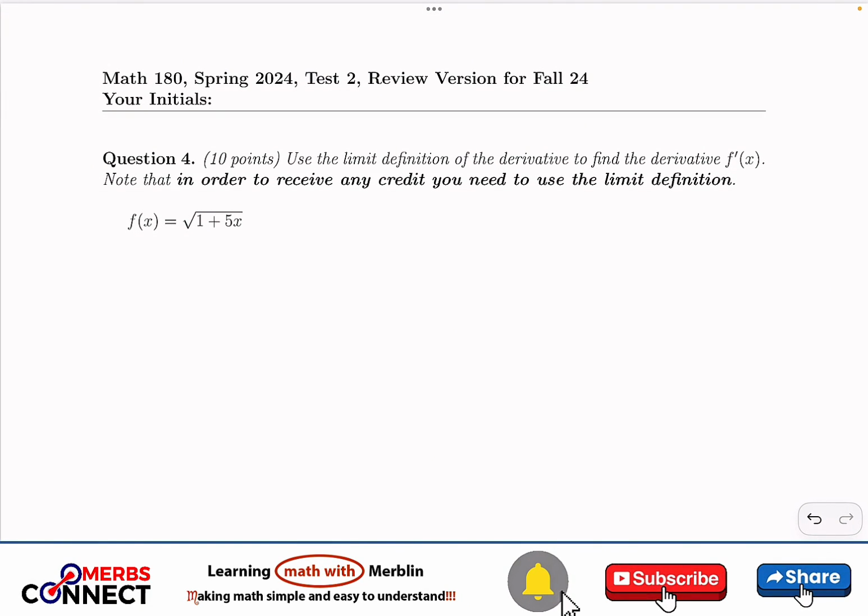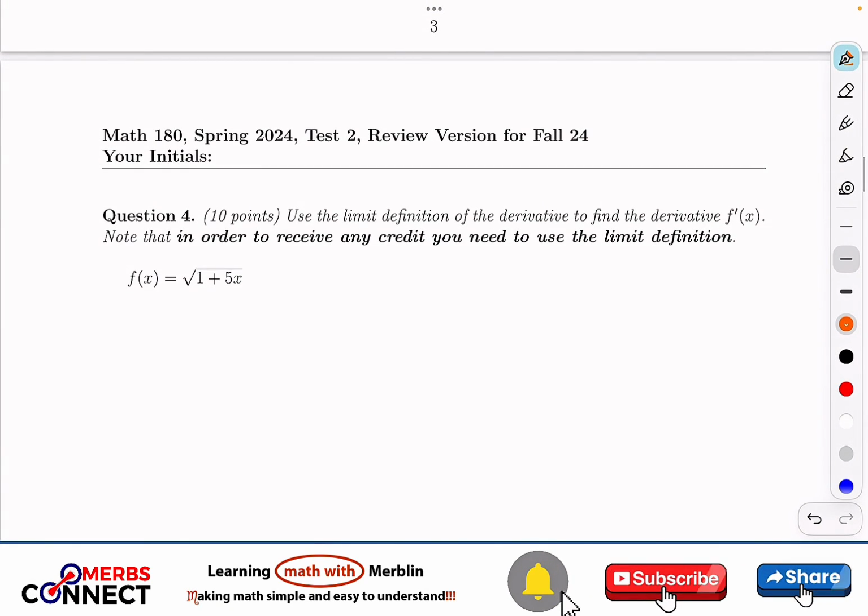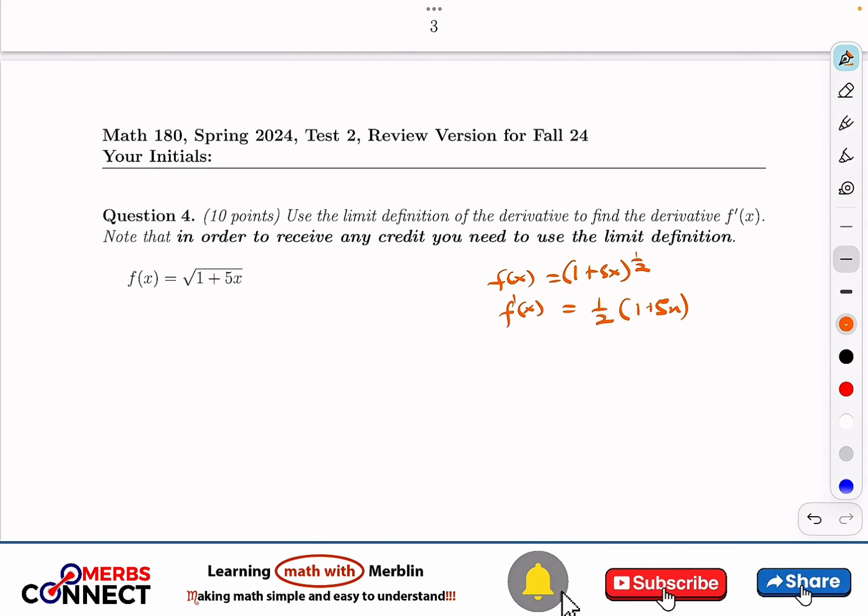Now question 4, we want to find the derivative f prime using the limit definition, right? So this one, if I want to see what I'm working towards, then I can do fast differentiation. f of x here is the same as (1 plus 5x) to the power 1 over 2. So let me differentiate this and see what I'm going to get. So f prime of x will be 1 over 2, (1 plus 5x). You don't need to do this, but I'm just doing it, right?